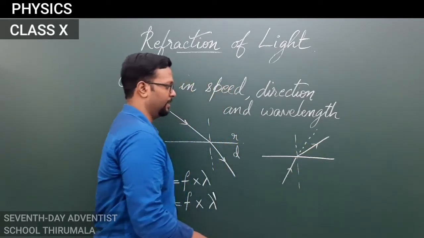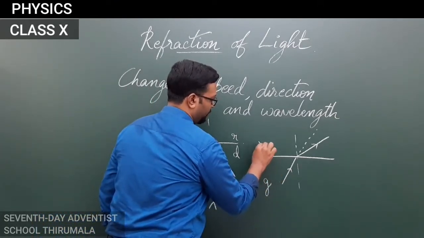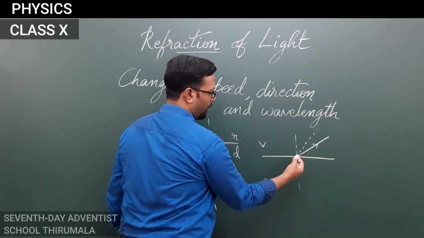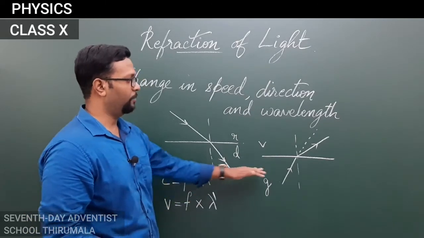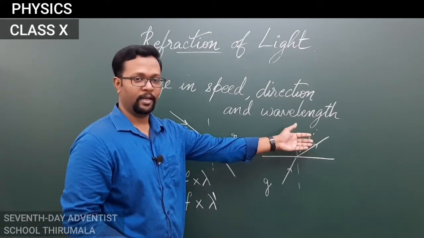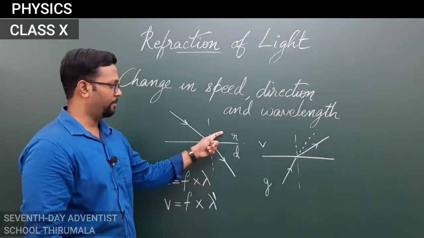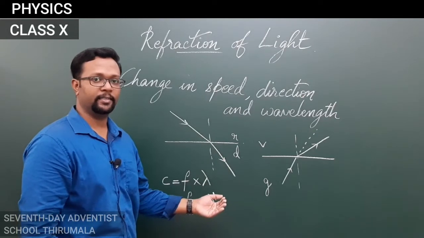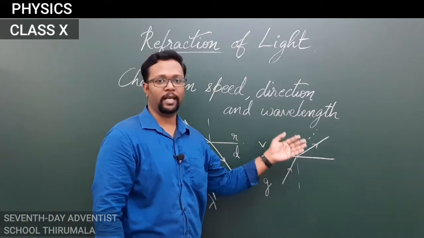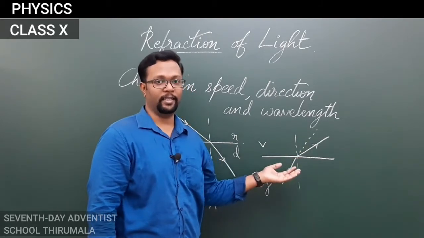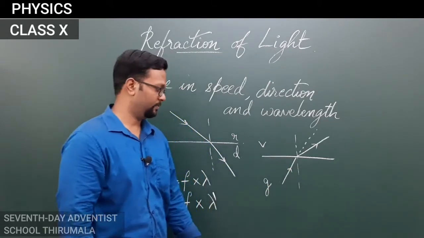In that case, for example, let this be glass and let this be vacuum, and the light ray is travelling from glass to vacuum. What happens here is its velocity increases and also its wavelength increases. So light travelling from rare medium to dense medium, its wavelength decreases and velocity decreases. When a light ray is entering from a denser medium to a rarer medium, its velocity increases and its wavelength also increases.